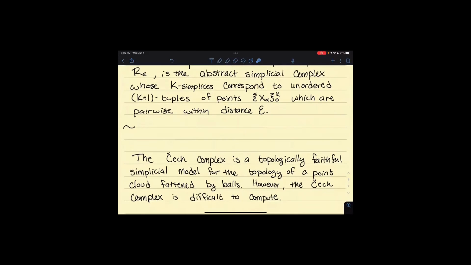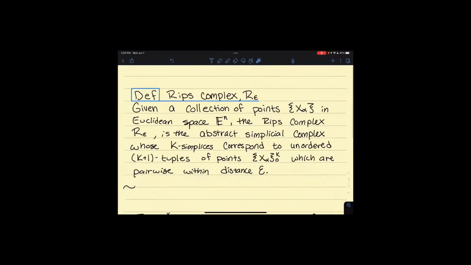Our other complex is called the Rips complex, denoted R sub epsilon. So given a collection of points, x sub alpha, in Euclidean space E^n, the Rips complex, R sub epsilon, is the abstract simplicial complex whose k simplices correspond to unordered k plus 1 tuples of the points, x sub alpha from 0 to k, which are pairwise within distance epsilon.